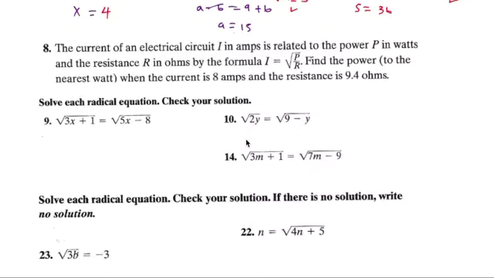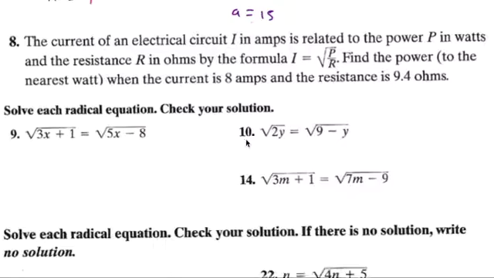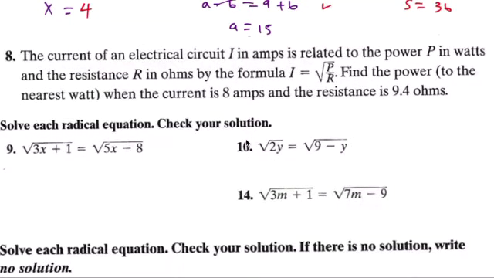Solve and check your solution. Okay. The current of an electrical circuit, I, is related to the power P in watts and the resistance R in ohms by the formula: electrical current equals the square root of P over R. Find the power to the nearest watt.